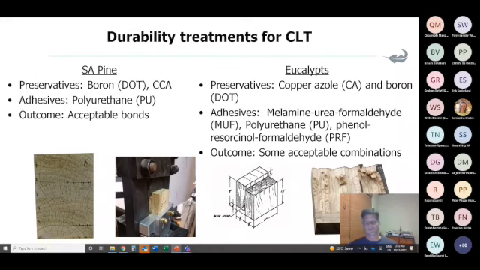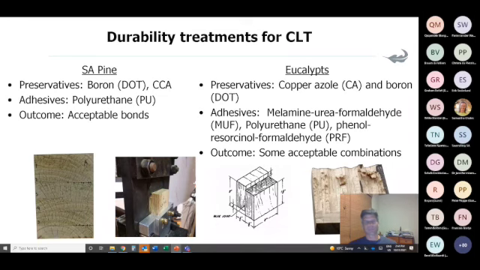Timber used for structures in some parts of South Africa, the coastal areas, needs to be treated. For mass timber, it can be a problem because these components are usually quite big and you cannot treat them after manufacturing. So you must treat the laminates before you glue them together, and there can be an influence of the treatment on the bonding process.